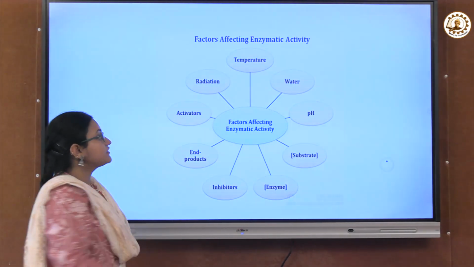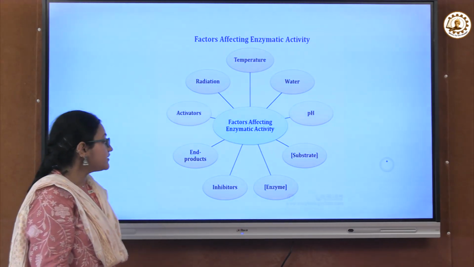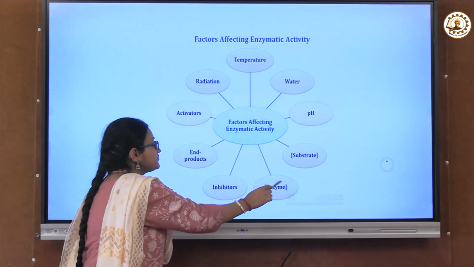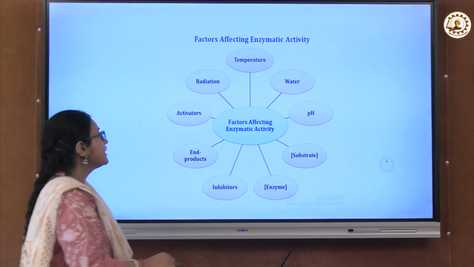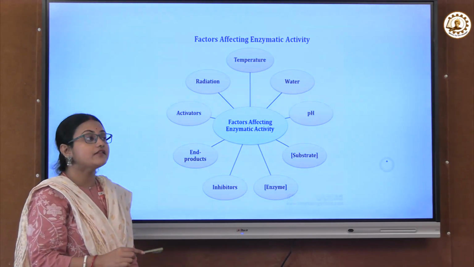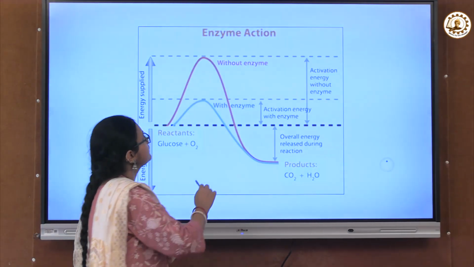These are the factors which affect the enzyme, like pH, water, temperature, enzyme concentration, some activators, and substrate concentration. And also there are enzyme inhibitors, some inhibitors which inhibit the action of the enzymes.